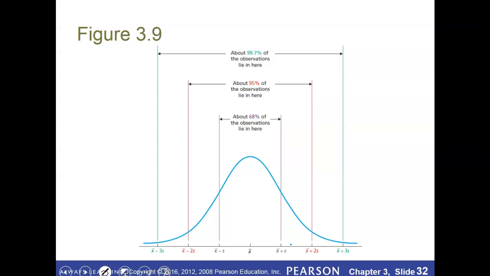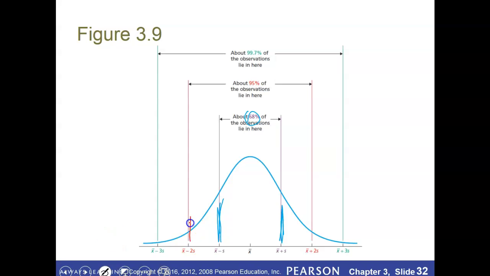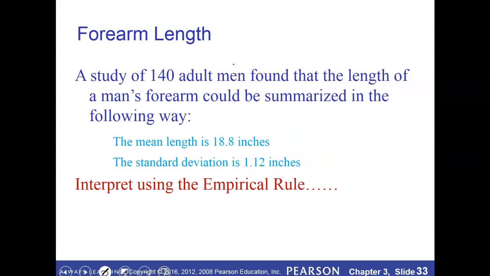So here we have within 1 standard deviation of the mean, from this line to this line, that's 68% of the data between those 2 points. Then if I go 2 standard deviations below the mean to 2 standard deviations above the mean, we're at 95% of the data within those 2 standard deviations. And then if I go from 3 standard deviations below the mean to 3 standard deviations above the mean, now we're talking 99.7% of the data within 3 standard deviations of the mean.